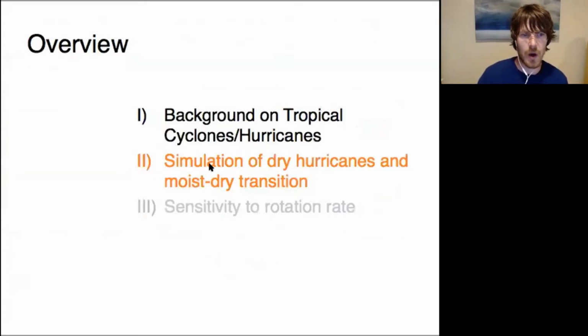Okay. So I'm going to talk a bit about the simulation of dry hurricanes and this moist to dry transition, which is the main research part of the talk. If anyone has questions first, I'm happy to take them. I'll take a short break for it.